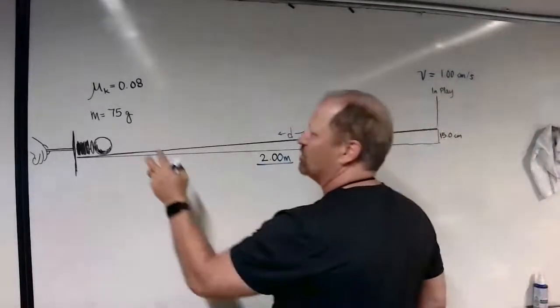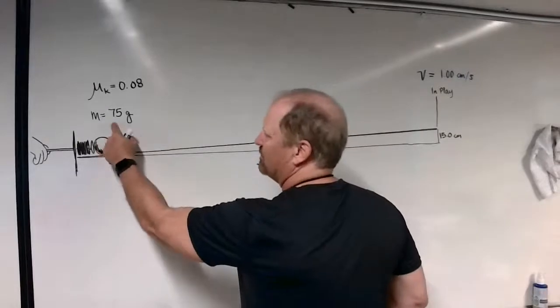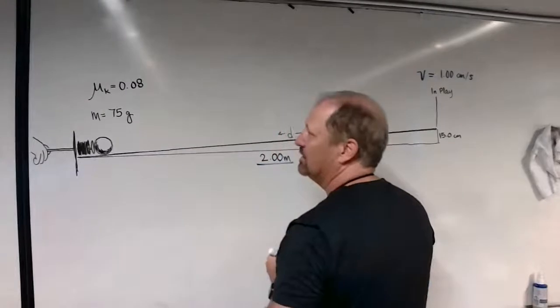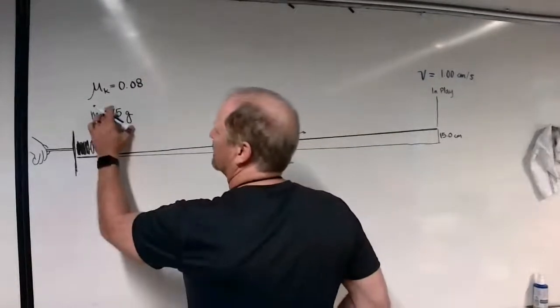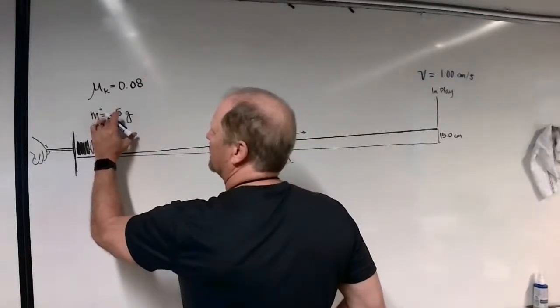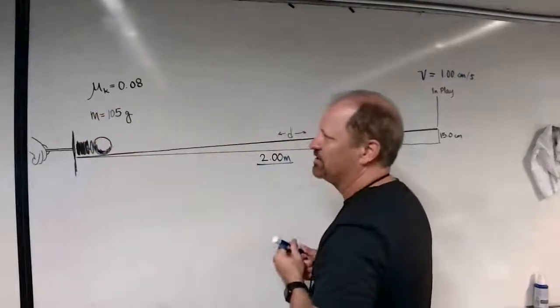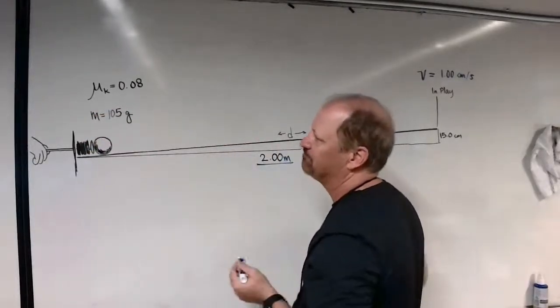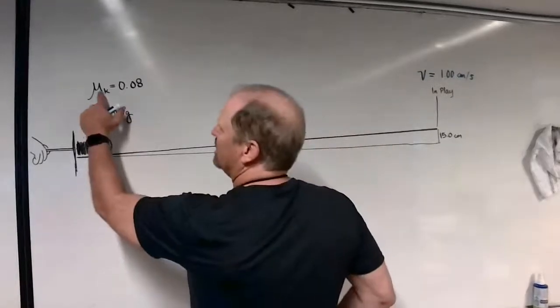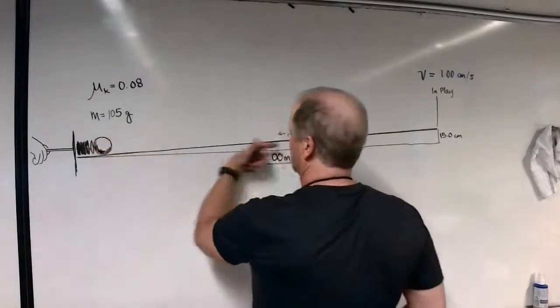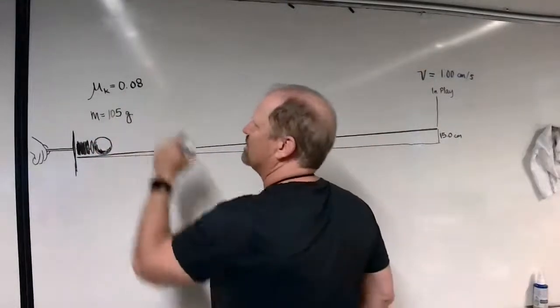Okay, so the mass of the pinball is 75 grams. I don't even know if that's right. Let's make that 105 grams. Okay, so mass of the pinball is 105 grams. The coefficient of kinetic friction between the ball and the ramp is 0.08.